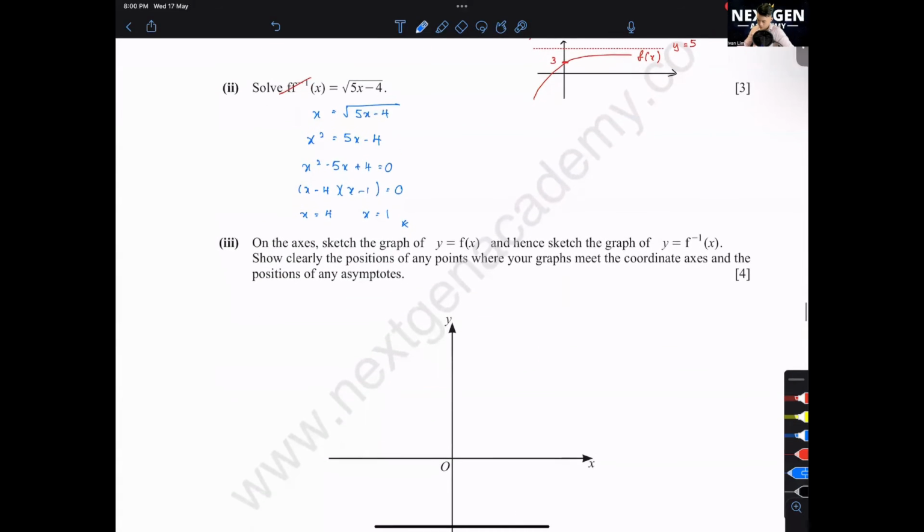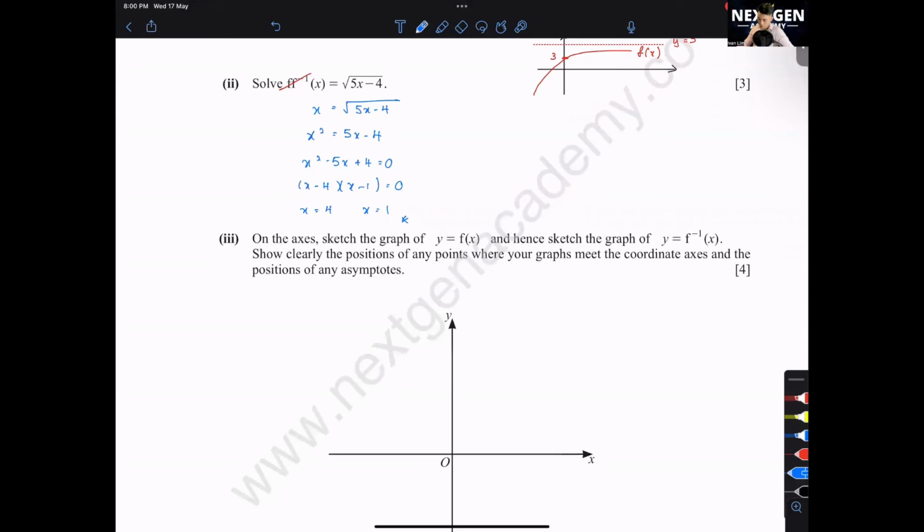Next one, 4-mark question. On the axes, sketch the graph of y equals f(x). Hence, sketch the graph of y equals f inverse x. Show clearly the positions of any points where your graph meets the coordinate axes and the positions of any asymptotes. So that means you need to show the correct shape, correct intercepts, and also correct asymptote.